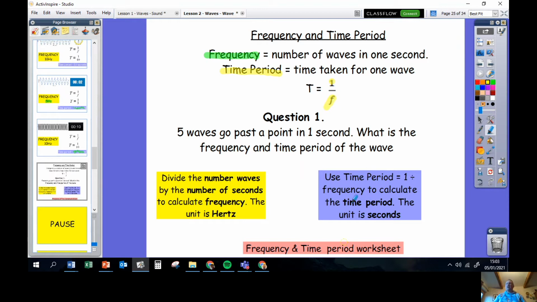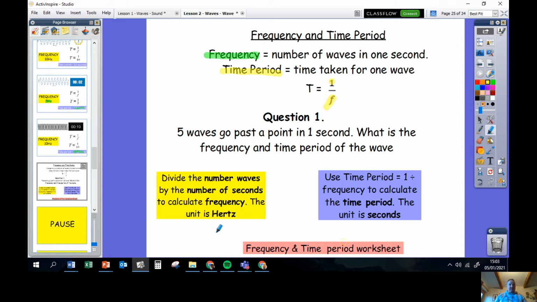So there's a worksheet attached to the lesson which has some questions about frequency and time period. What I'm going to do is work through some examples where we do some frequency and time period sums, and then I'm going to stop this video, and at the start of part 3 I'll go through the answers to this worksheet. So don't start part 3 until you've gone through and had a go at the calculations on this worksheet.